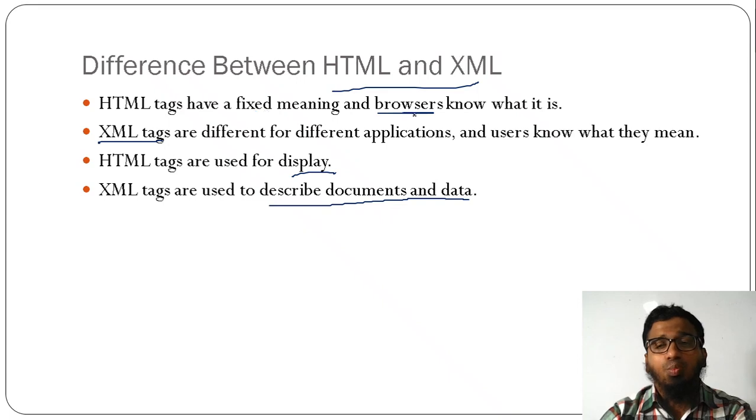In HTML tags have fixed meaning to the browser, but in XML they differ for different applications. What is meant by fixed? Whenever you use P, the browser will understand this is a paragraph. Whenever you use H1, it will understand H1 is a heading tag. In XML, the user knows what the tags mean. HTML tags are used to display, and here they are used to describe the document and data.